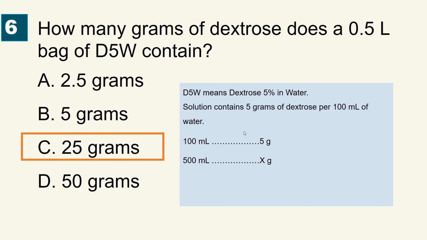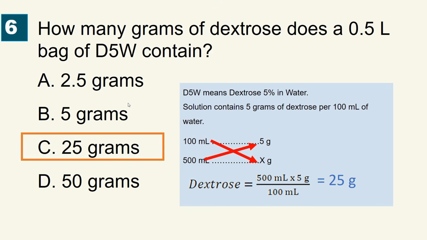Like I said, cross multiplication: always point the arrow to x, and then another arrow in the same direction. Then you have 500 mL divided by 100 mL and times 5 grams. The mLs cancel and two zeros are gone. So you have 5 times 5, which equals 25 grams. So your answer is 25 grams.